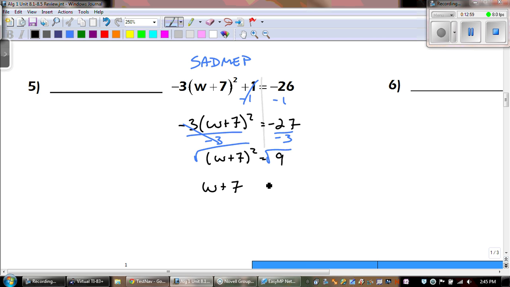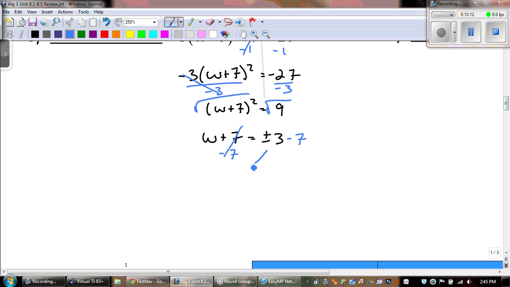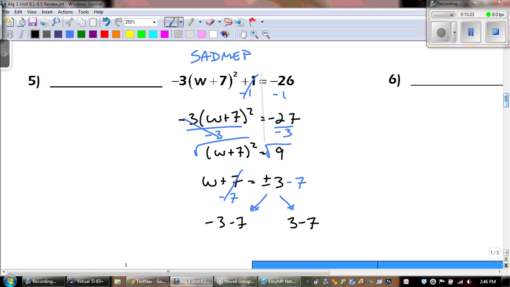And then we get w plus 7 equals plus or minus 3. And then to get the w by itself, we subtract 7. This is where we split this into two parts, where we have negative 3 minus 7 and then 3 minus 7, because we're going to have two answers. And we get that w equals negative 4 and negative 10.